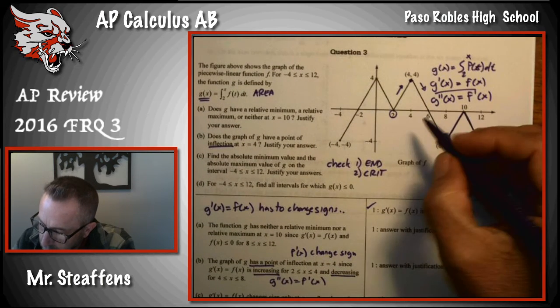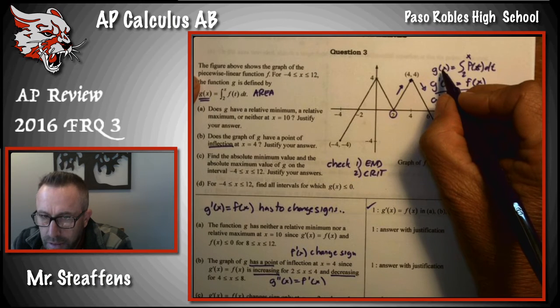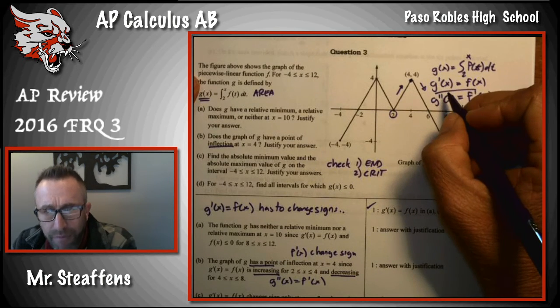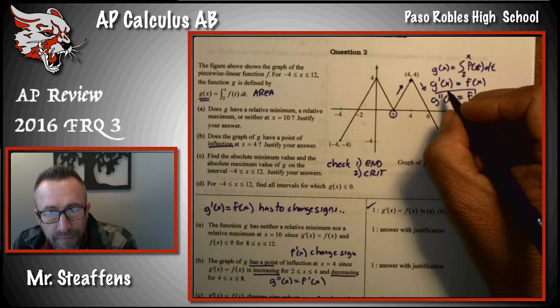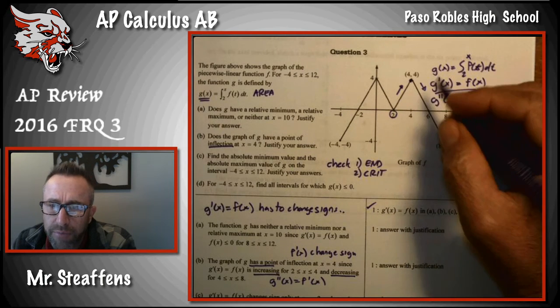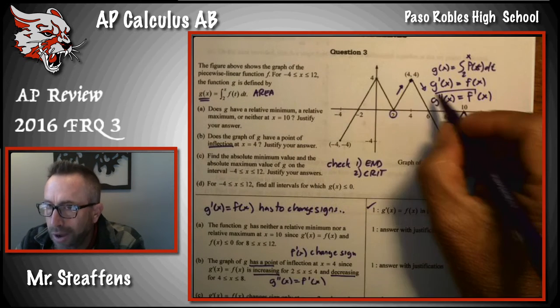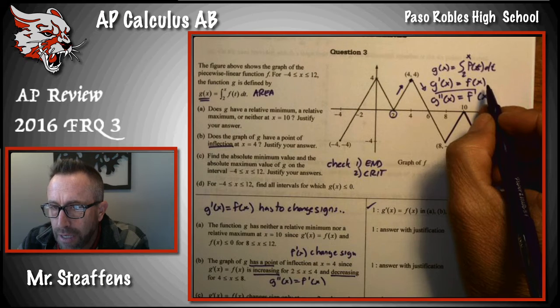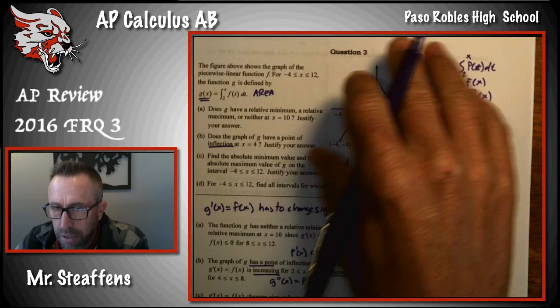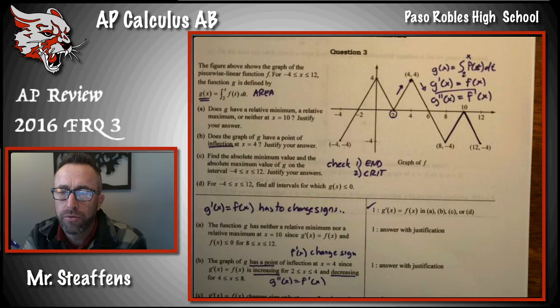Well, remember, the critical points of g of x are going to be where g prime of x changes its sign. So when the slope goes from going up to going down, or from going down to going up, those are the places where there could also be an absolute max. And remember, g prime is f of x. So whenever this function goes from a positive value to a negative value, the slope of g is going from positive or uphill to negative or downhill.